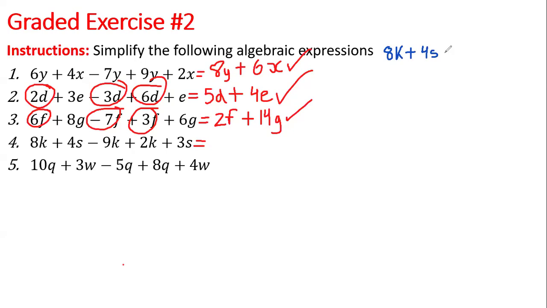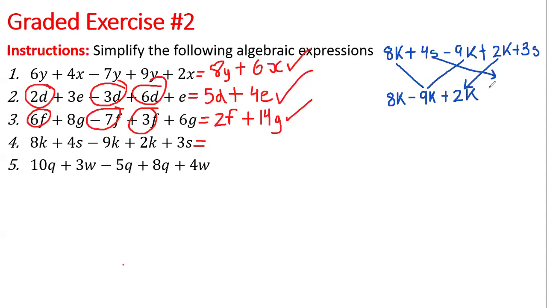8k plus 4s minus 9k plus 2k plus 3s. So what are you going to do? We're going to do the k's. So it's going to be 8k minus 9k. Bring down this 2k, plus negative 1k plus 2k. And we have the s's, so it's going to be 4s plus 4s plus 3s.